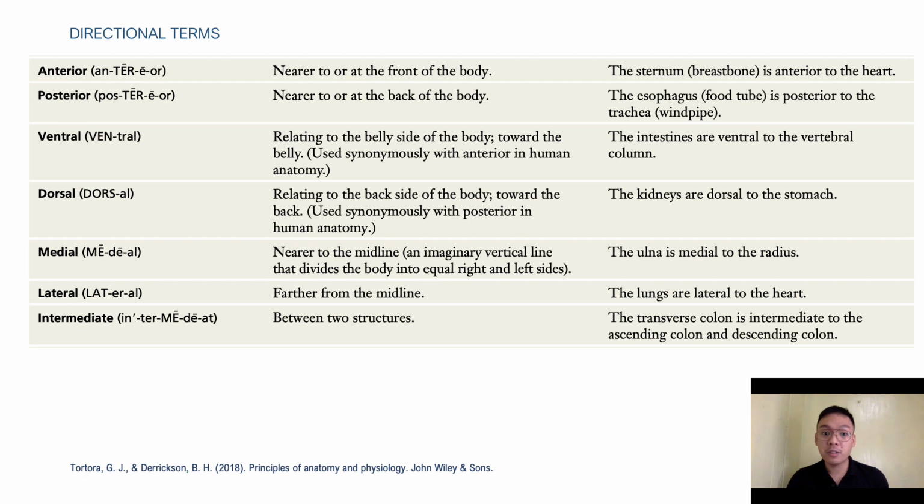Medial is nearer to the midline, an imaginary vertical line that divides the body into equal left and right sides. The ulna is medial to the radius. Lateral is farther from the midline. The lungs are lateral to the heart. Intermediate is found between two structures. The transverse colon is intermediate to the ascending and descending colon.